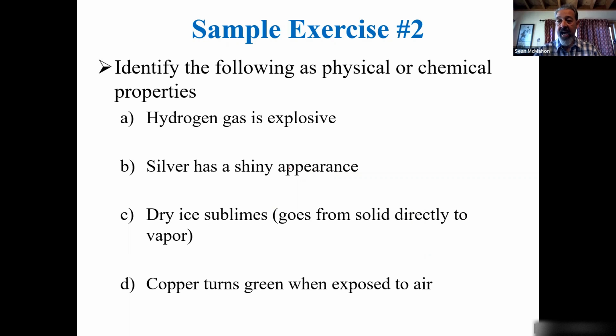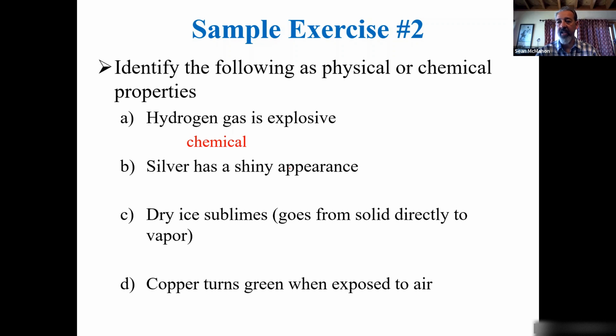So hydrogen gas being explosive, is that a physical or a chemical property? So what might help is: is an explosion a change in composition? Yes, it is. So that's a chemical property. Hydrogen's explosive. It can react and explode and release a great amount of energy. Hydrogen bomb, right?